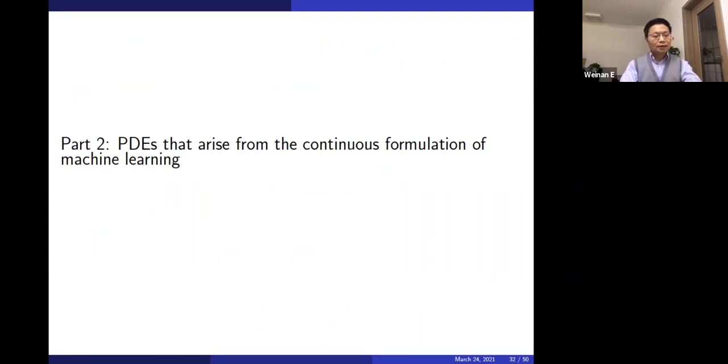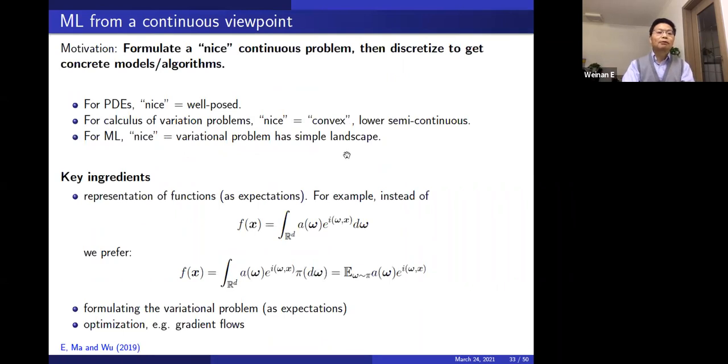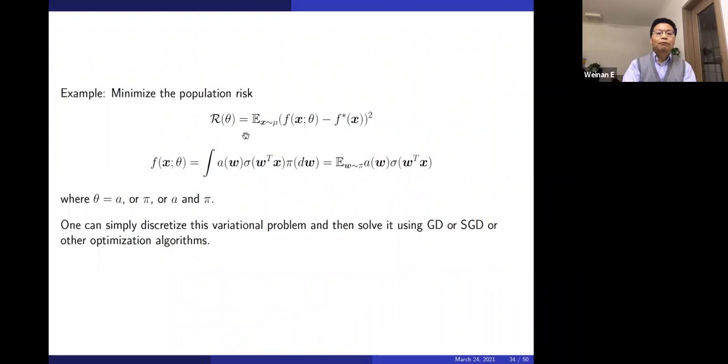So in the remaining 10 minutes, I want to discuss the PDE formulation of machine learning. How do we formulate machine learning as a well-posed PDE problem, a continuous formulation? So let's say we want to minimize this risk, the so-called population risk. This is our objective, that's clear. We want to cook up some models, some versions of this function that contain some parameters, and then minimize the difference between this and our target function. This is our objective.